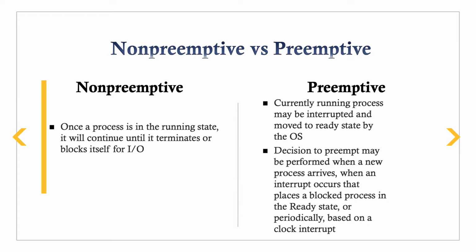So again, non-preemptive, once a process is in the running state, it will continue until it terminates or blocks itself for input-output. Preemptive means the currently running process can be interrupted and moved to the ready state by the OS. And the decision to preempt might be performed when a new process arrives, when an interrupt occurs that places a blocked process in the ready state, or might be just periodically based on clock interrupts. There's a bunch of different ways that processes can be preempted when we're dealing with a preemptive scheduling approach.